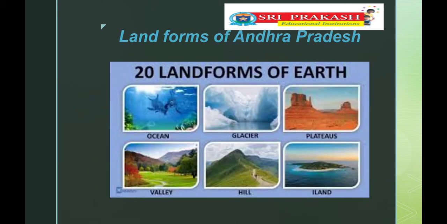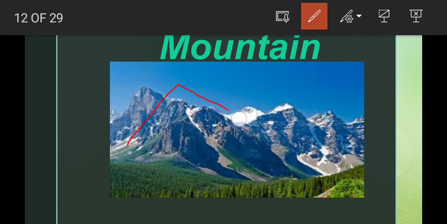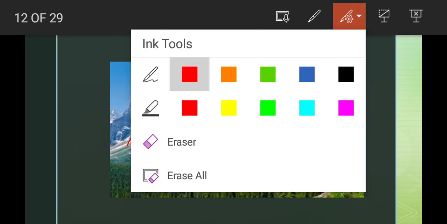Okay, then you see the lesson, children. Just observe, look at the picture, children. Landforms of Andhra Pradesh. Here you see the landforms: oceans, glaciers, plateaus, valleys, hills, highlands. We can observe different kinds of landforms on the earth. In Andhra Pradesh, children, the main landforms are mountains, meaning hills, plateaus, and plains. This is a mountain, children. You already know that mountains are highlands with a steep slope. These are called mountains.